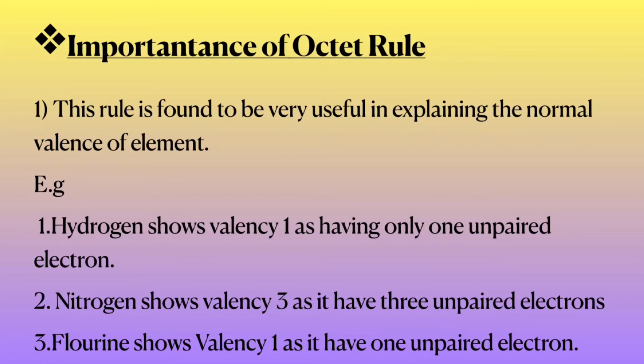Now the next example, fluorine. Fluorine shows the valency 1 as it has only one unpaired electron. Earlier, it was believed that the normal valency is equal to the number of unpaired electrons present in the atom.